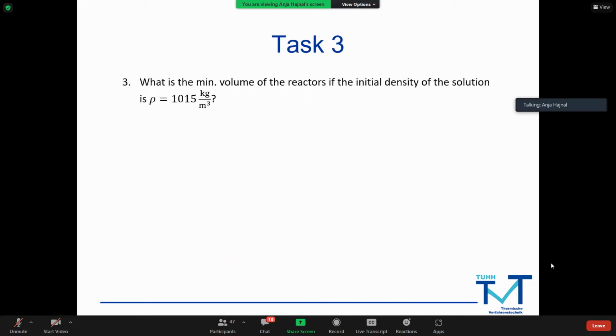Okay. Now task 3, this is the last task in crystallization that we need to do for today. What is the minimum volume of the reactors if the initial density of the solution is 1015 kilograms per meter cube? What is important to know here is that you can easily calculate the minimum volume of the reactor. You already have the throughputs and you have the density.